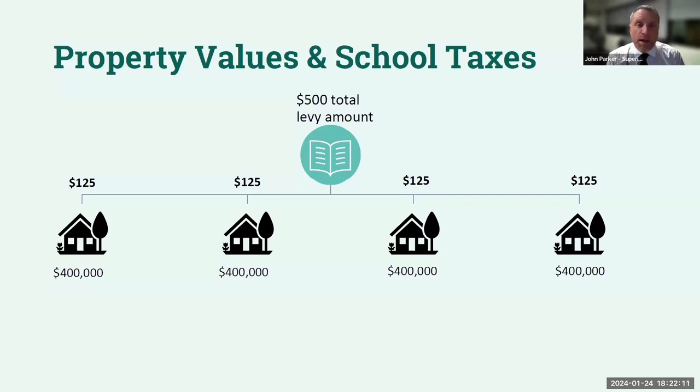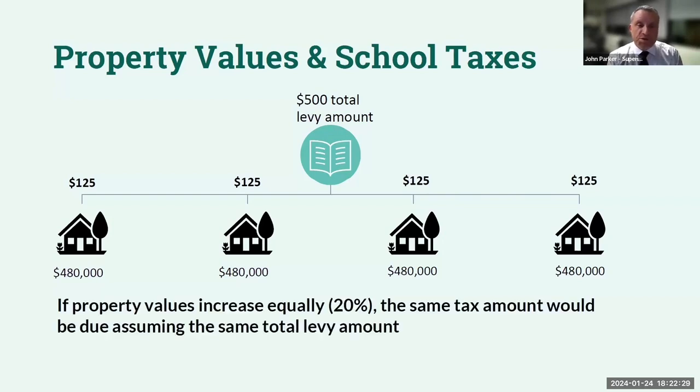So what would happen if the tax assessed values went up 20%? This is very important, and we want to make sure we're clear with all of our Central Valley School District community. If we go to the next slide, what if values went up 20%? So $80,000 on each of those homes. We want to point out that the levy amount that was voter approved did not change, and we still only collect $125 for each of those 4 homes in this fictitious scenario. So we want to let you know that.